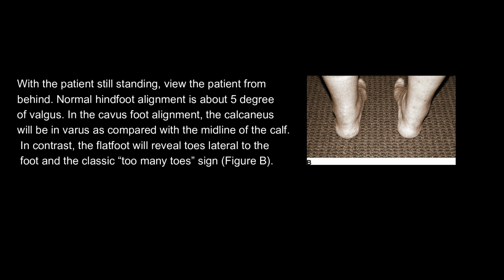Normal hindfoot alignment is about 5 degrees of valgus. In the cavus foot alignment, the calcaneus will be in varus as compared with the midline of the calf. In contrast, the flat foot will reveal toes lateral to the foot and the classic too many toes sign, figure B. Right varus heel alignment on the same patient, viewed from behind. Note the normal heel alignment of the left foot.